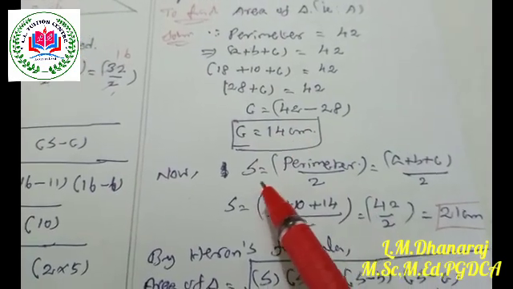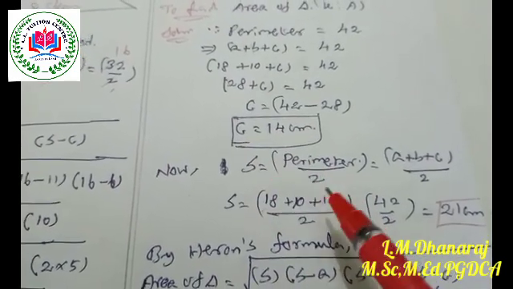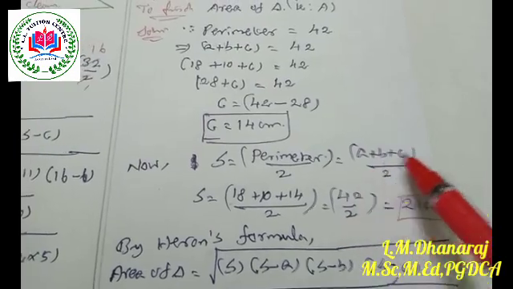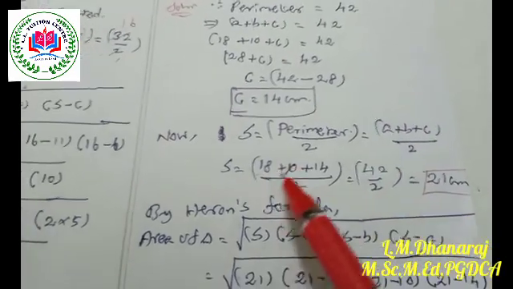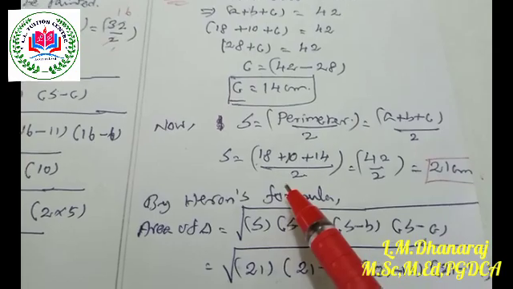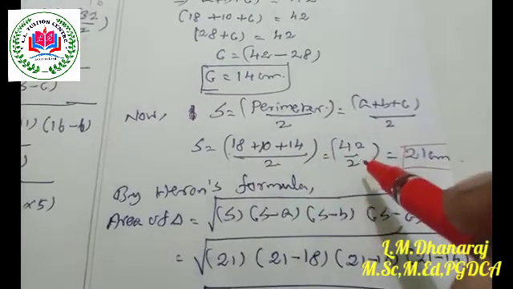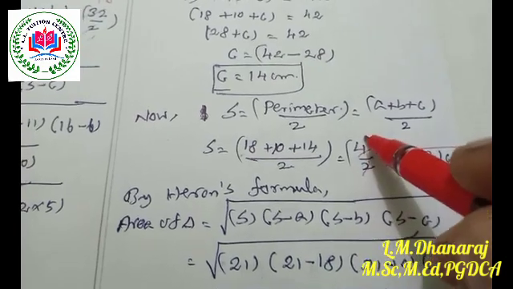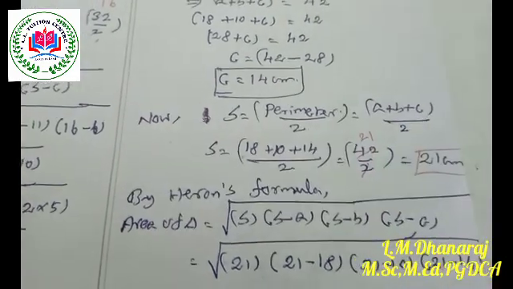Now S is equal to perimeter divided by 2, that is A plus B plus C divided by 2. So A is 18, B is 10 and C is 14, divided by 2. By addition you will be getting 42 by 2. As a result you will be getting 21. So S is equal to 21.